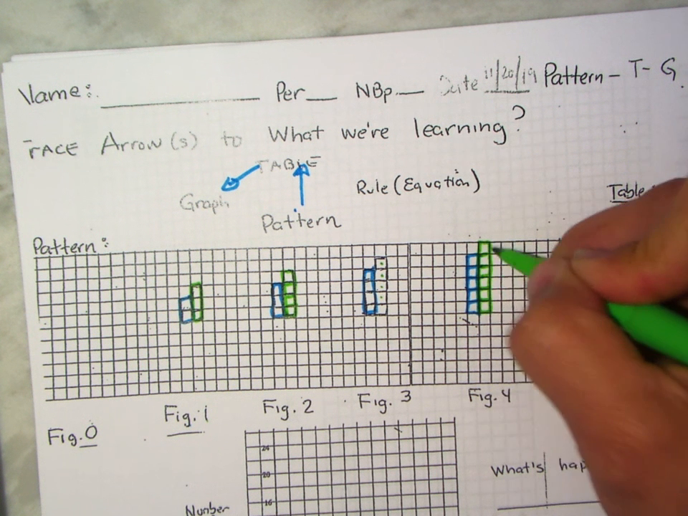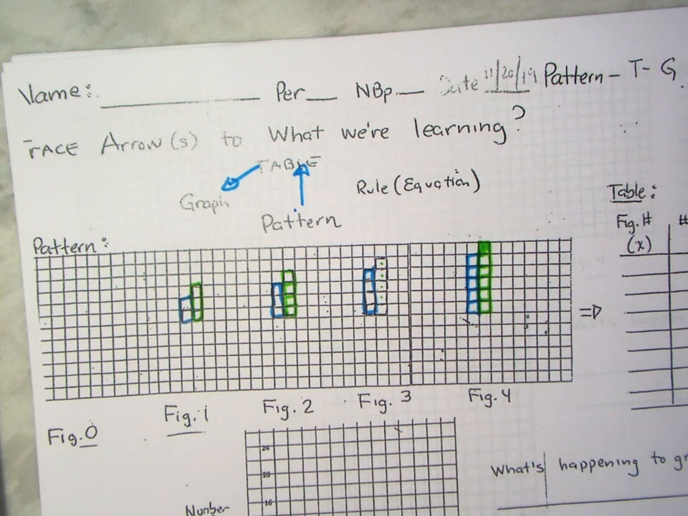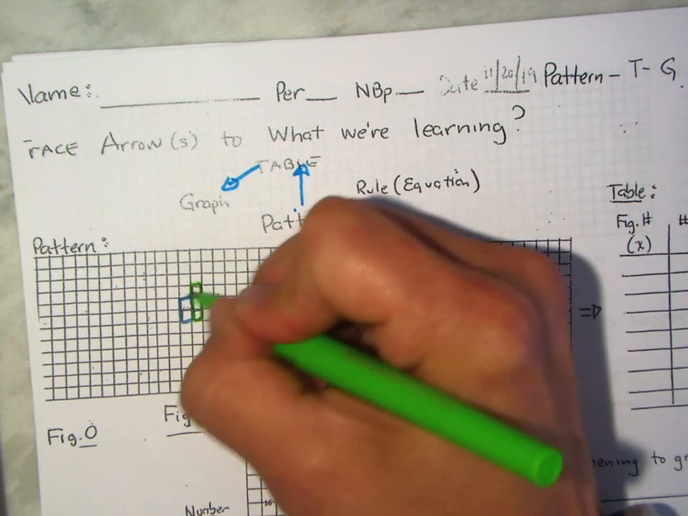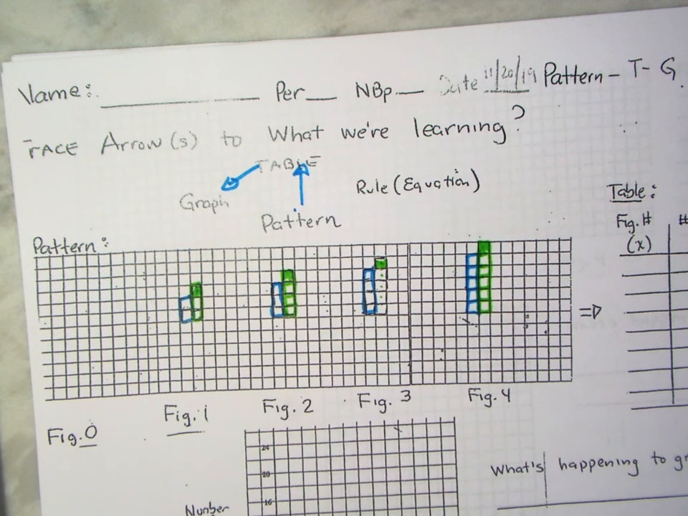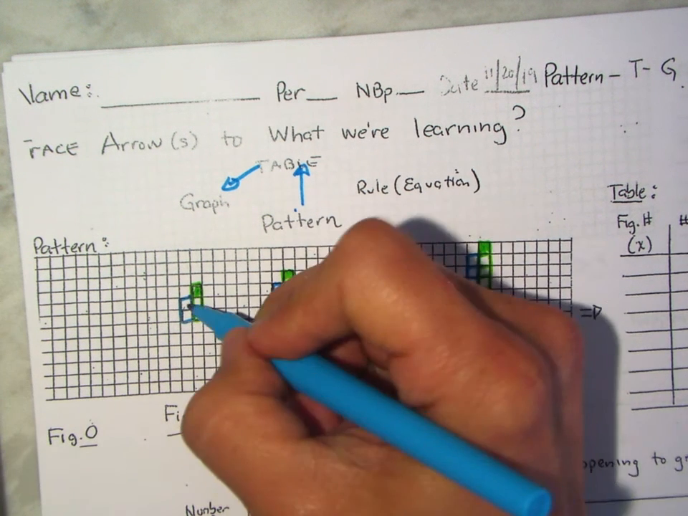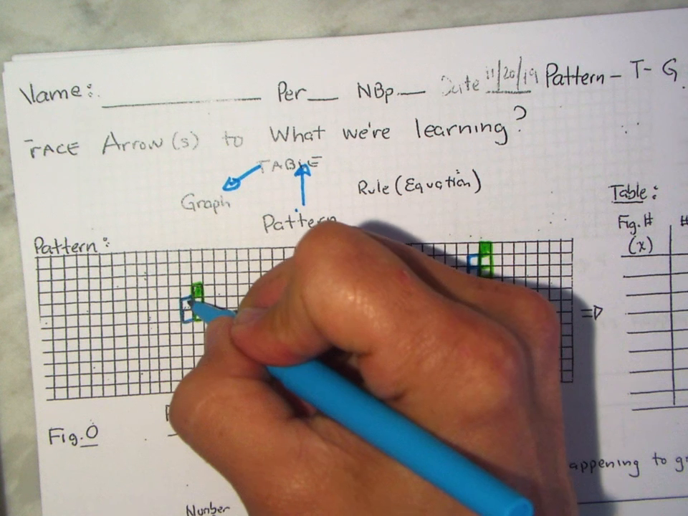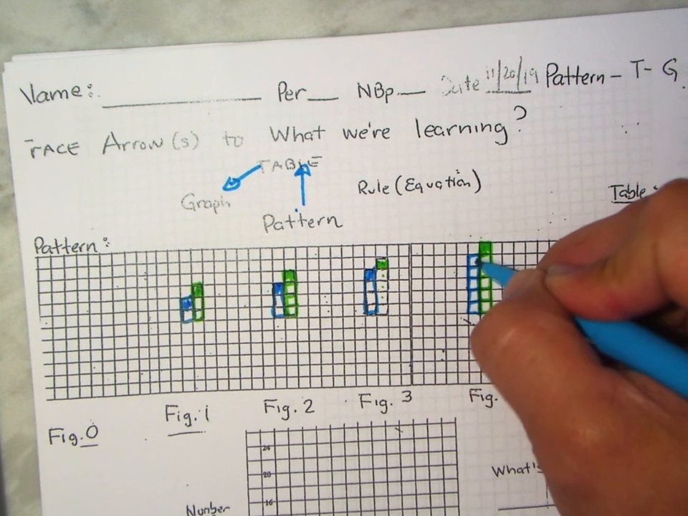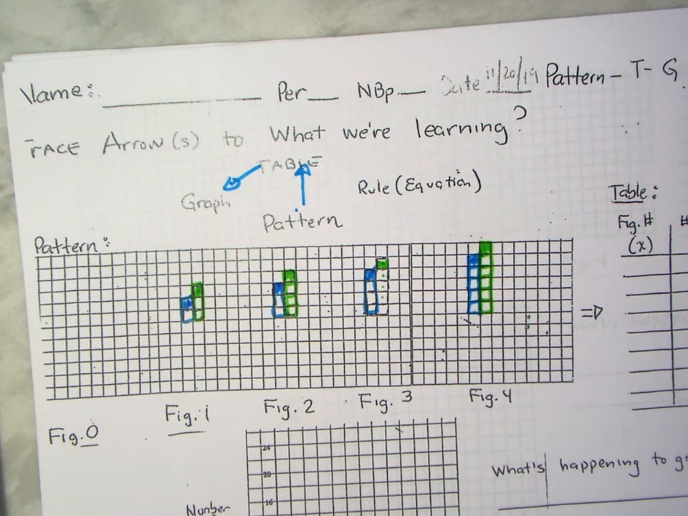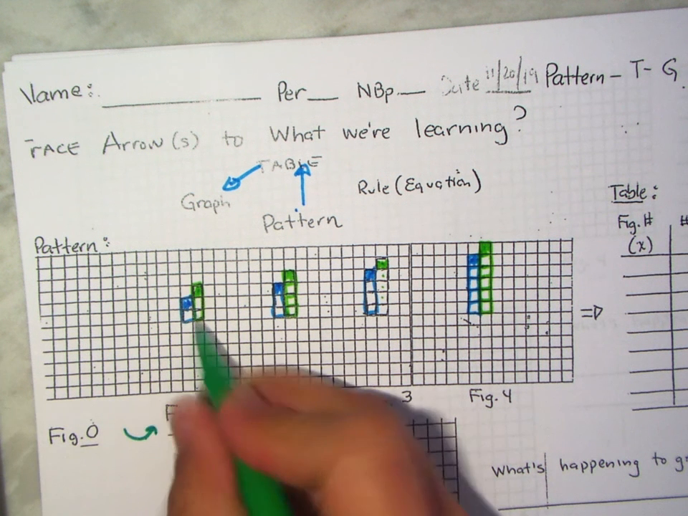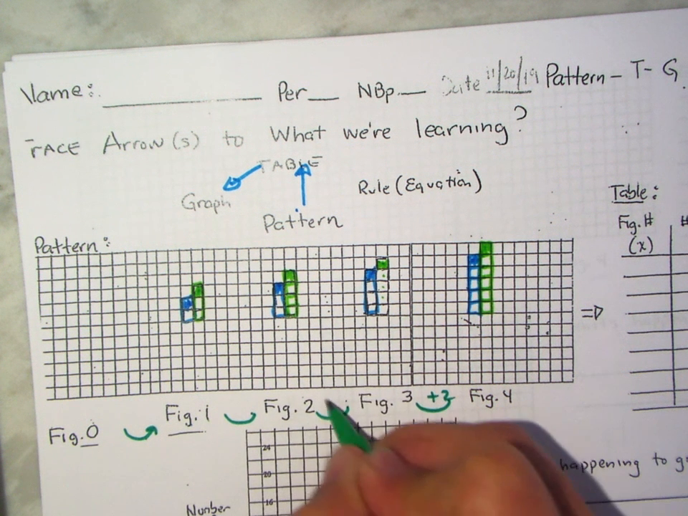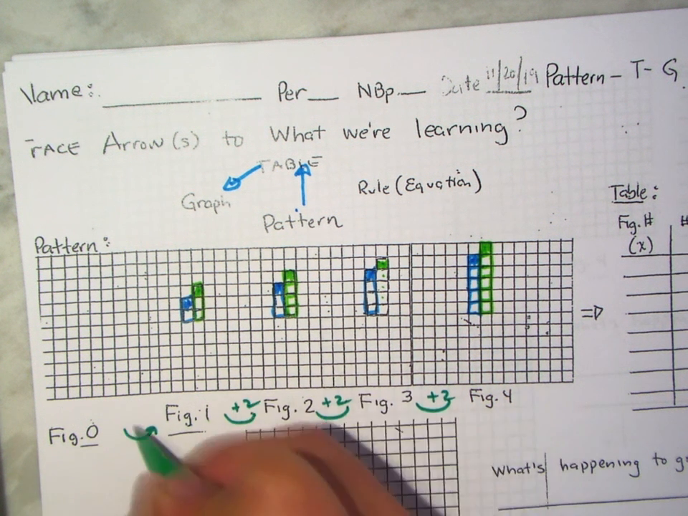For each column, we added 1. So I'm going to shade it in. And for the other one, 2, 3. So I added 1. Technically, what I'm doing is adding 2, the 2 that I shaded, to each figure number. So I'm adding 2. This is all about patterns.